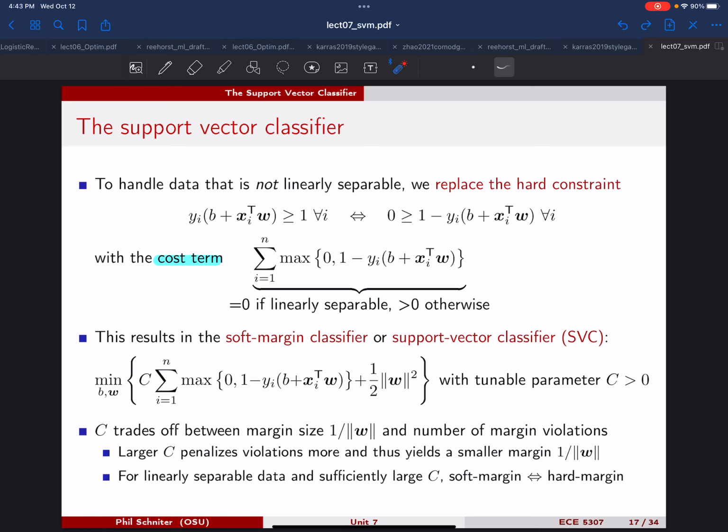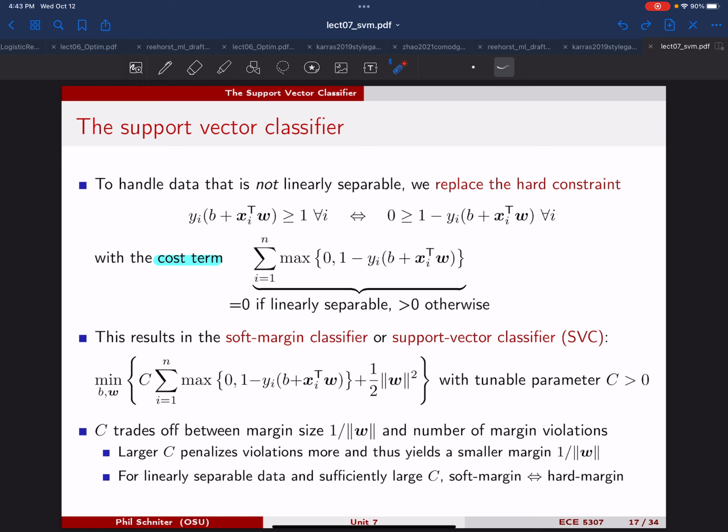If the data is not linearly separable, if there exists no B and W such that this holds true for all i, you can still minimize the cost. And maybe what you find is that the very smallest cost value you get is going to be positive. It's some number, it's not 0, but at least you can find the B and W which minimize that.